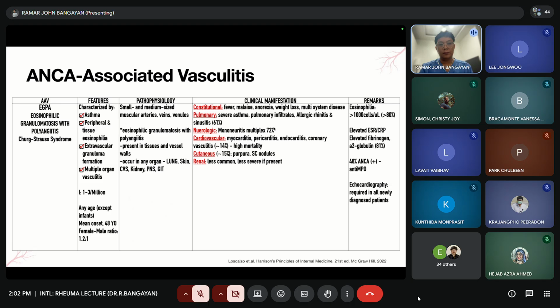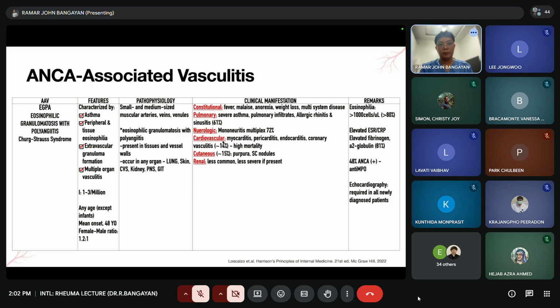What's mononeuritis multiplex again? To review, it involves one extremity or one focal area that causes numbness, paresthesia, tingling sensation, electric sensation, pins and needles, whatever you call it. That's mononeuritis. It's different from peripheral neuropathy, which involves symmetric extremities, either the upper or the lower. All right. Cardiovascular involvement is common.